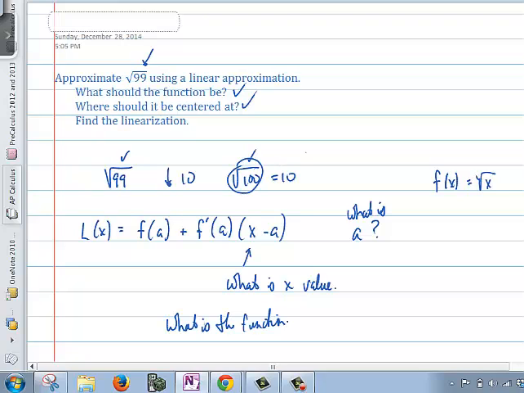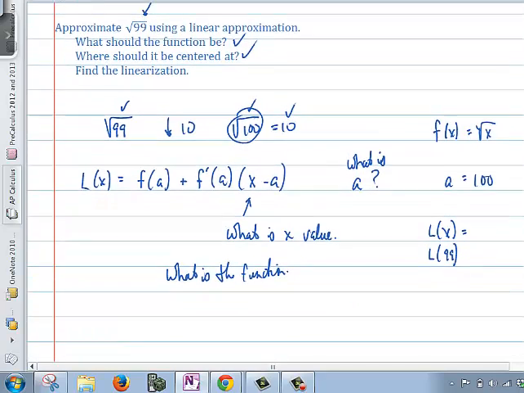When you decided to choose the 100 as your value to figure out what the exact value of root 100 was, you kind of figured out that the appropriate a value should be 100. The x value is the value that you plug into the linearization to figure out what the linearization at 99 would be, and that's what our x value is. So x in this case is 99.